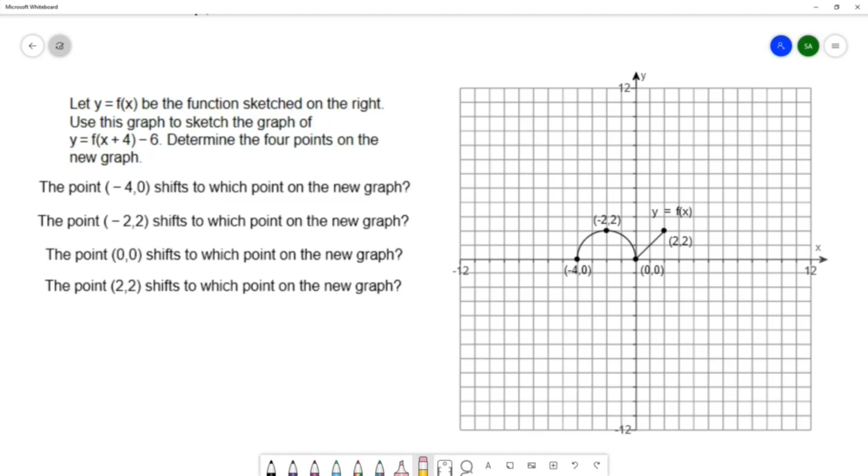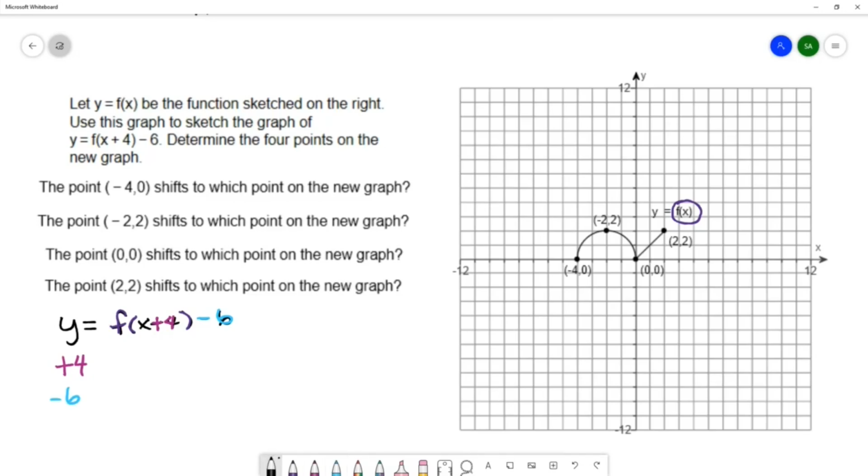So when we look at this new equation, y equals f of x plus 4 minus 6, you can see that we are using f, so that's why we're going to be using this graph on the right to find our new graph. And then we notice that we have these changes to the equation. We have a plus 4 that's inside the function and a minus 6 that's outside the function. So these are transformations that are occurring onto our function. So we have a plus 4 and a minus 6.